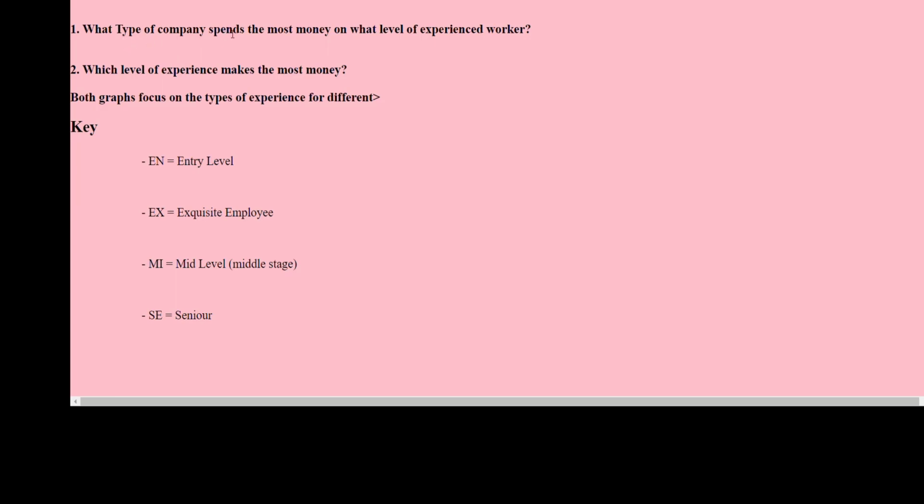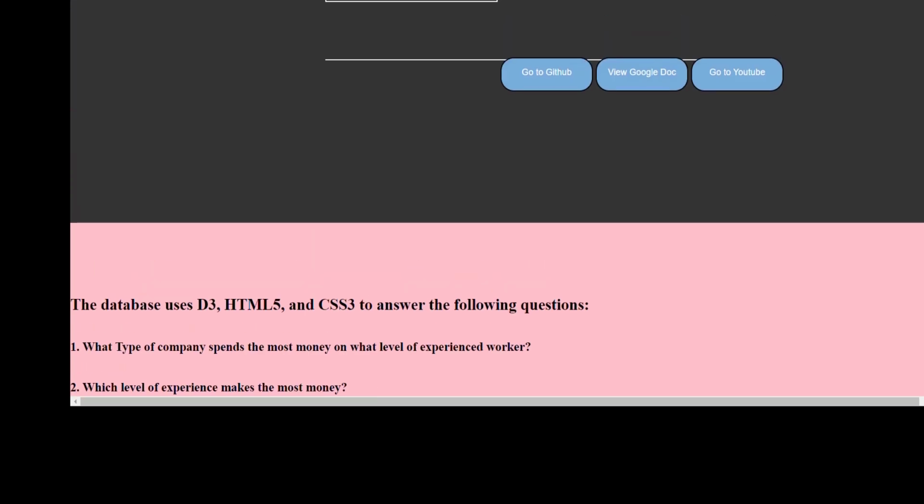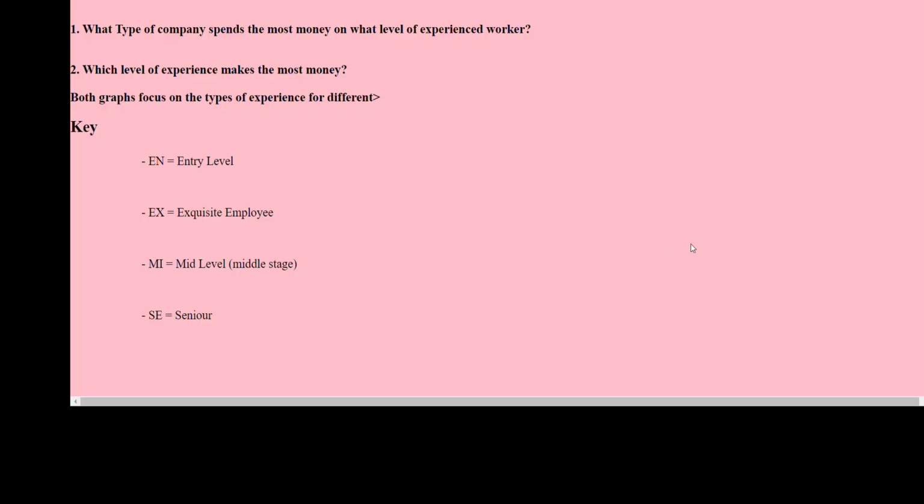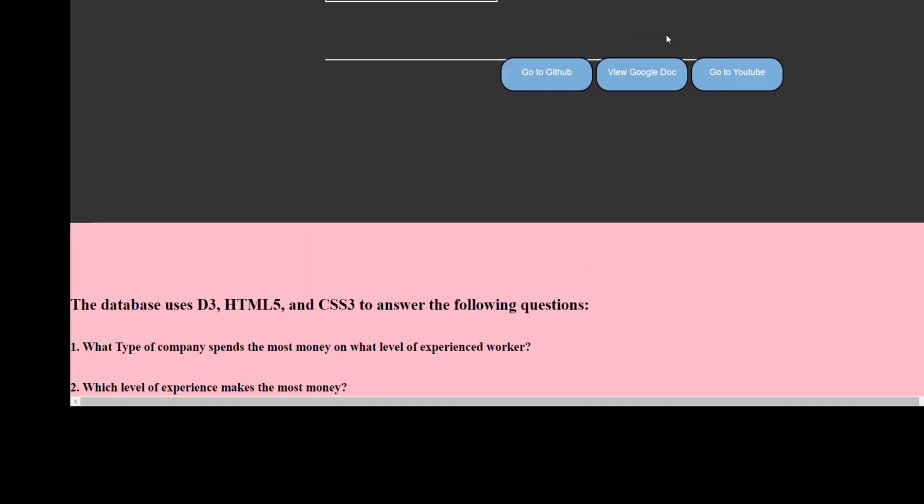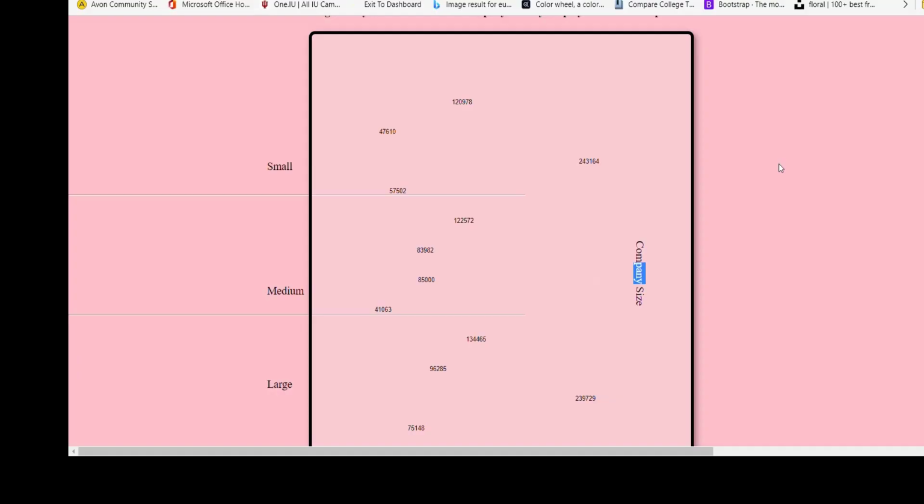We'll be using the key that's provided in the About page. So EN, which is the first one from each one, is entry level. EX is exquisite employees, so temporary employees. MI is mid-level employees, and SE is senior level employees. And the graph will look at that to answer the question, what type of company spends the most money on what level of experience worker?